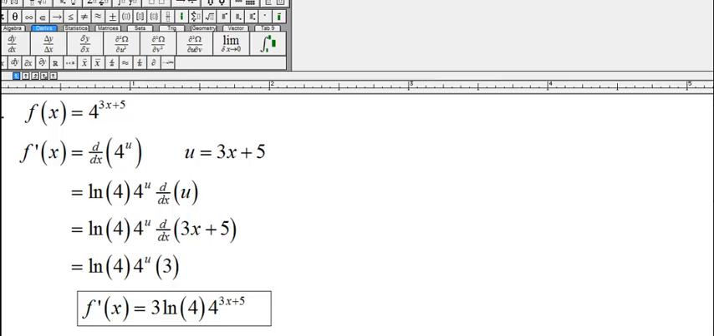Okay, here's the 8th problem in our series worked out. I've actually got this one already worked out to save a little time.